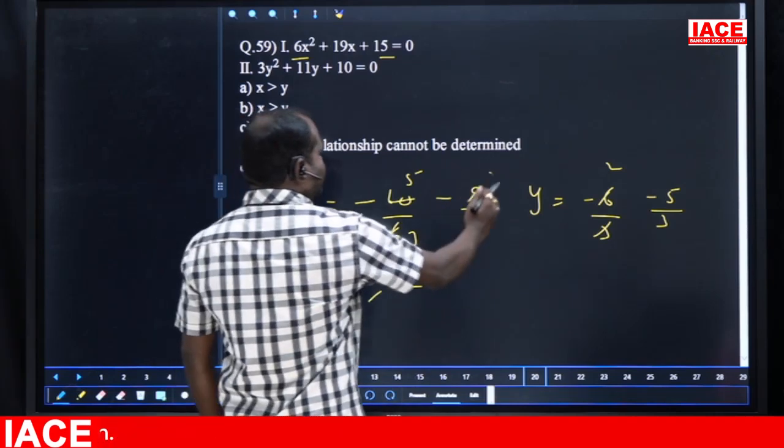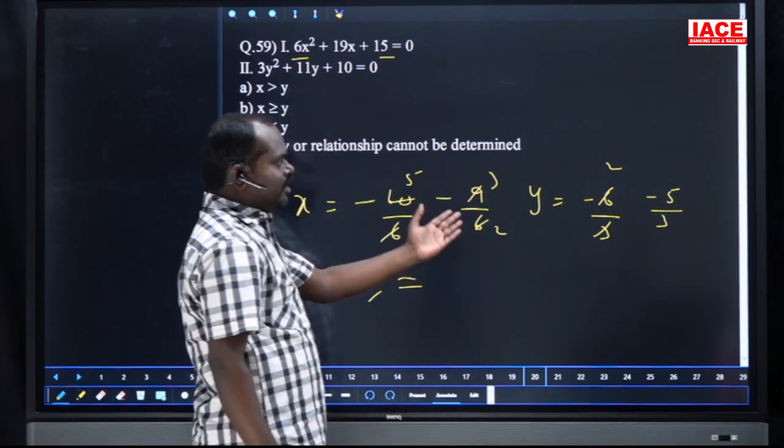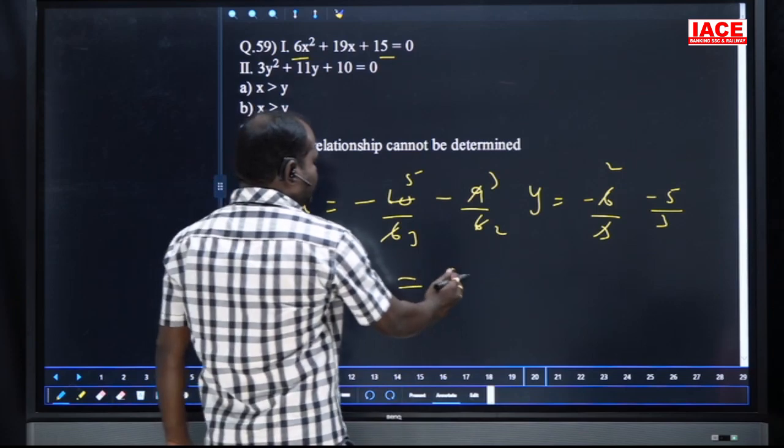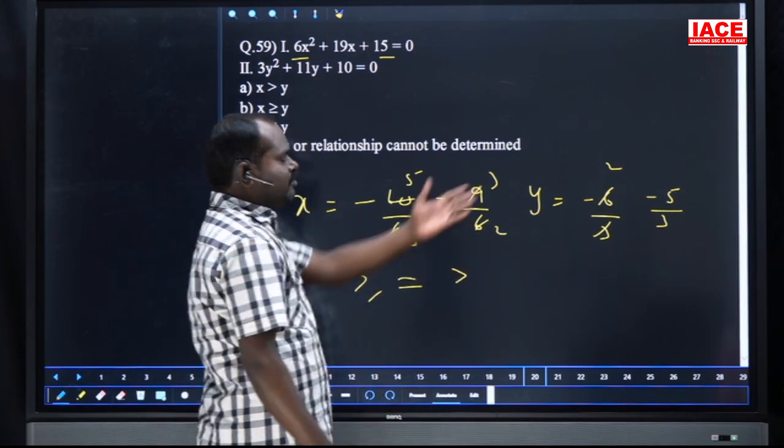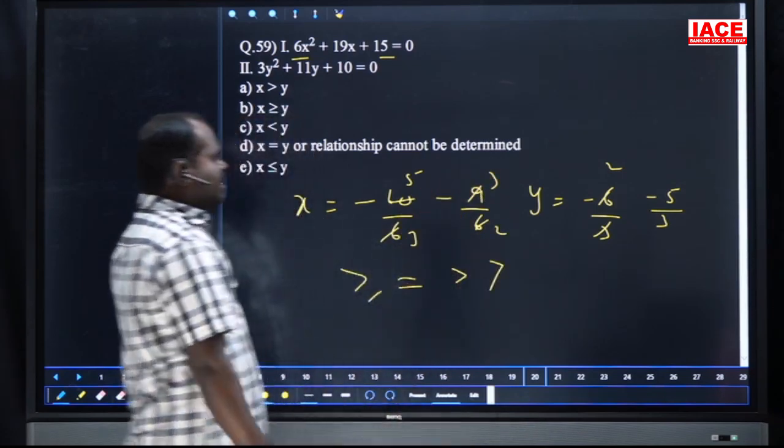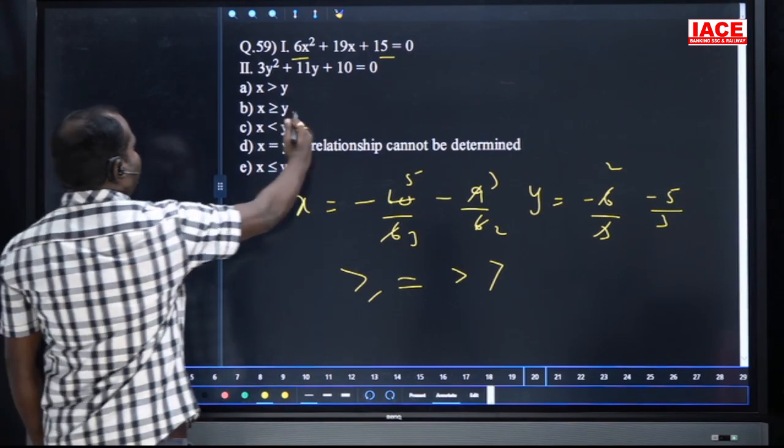Minus 3 by 2 is 1.5. Compared to that, minus 5 by 3 is greater. Then, comparing, it is greater only. So x is greater than or equal to y. Option B. Next.